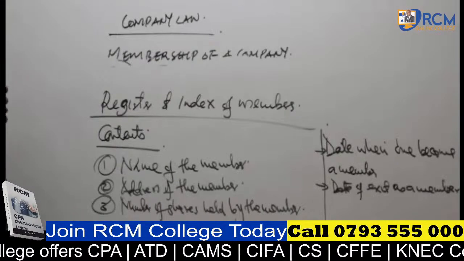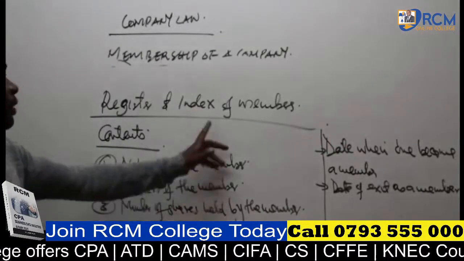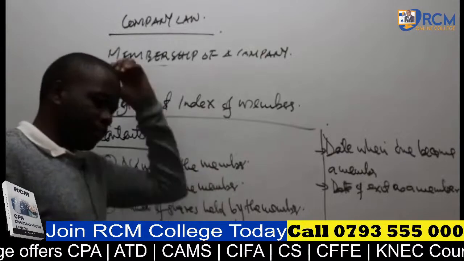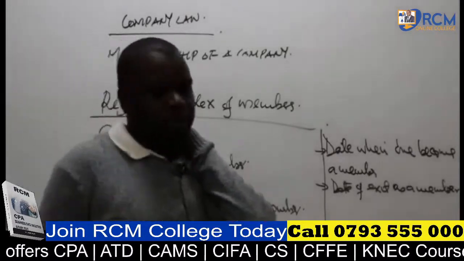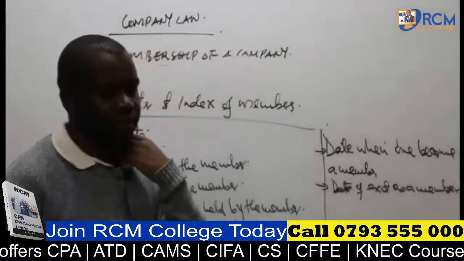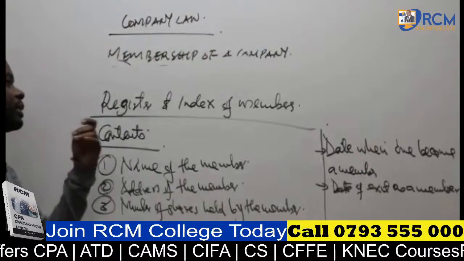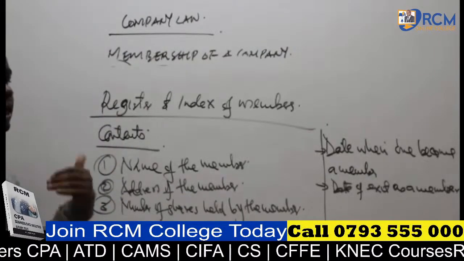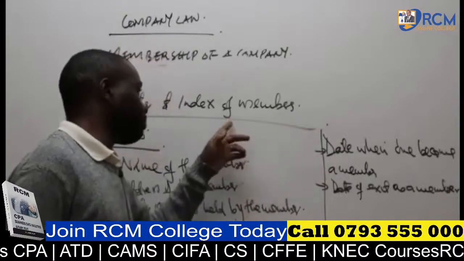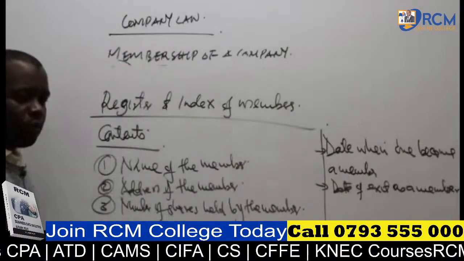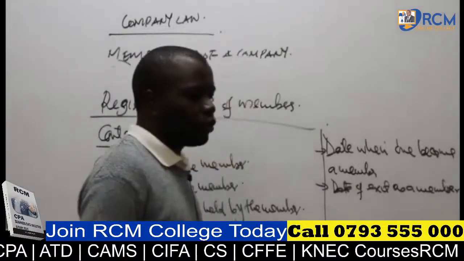Then we have the index. Remember here we are saying index of members. So if the company has more than 50 members, then it is a requirement that, instead of maintaining a register of members, it will maintain what we call an index of members. Apart from just being a listing, an index of members will be in card form, each and every member with a unique card, but of course the contents will still remain the same.